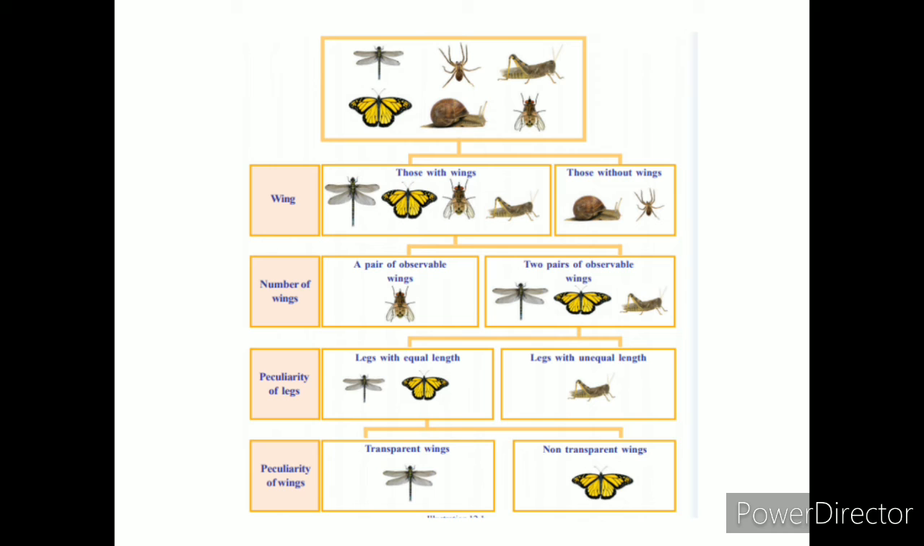And here, for the purpose of classification, only the external features or the external morphology of these animals were utilized. See, here these animals are classified based on the external morphological features such as wings, number of wings, and the peculiarity of legs and the wings. So here we have used only the external morphological features. And is this external morphological feature the only criteria for classification? Is that the only case?